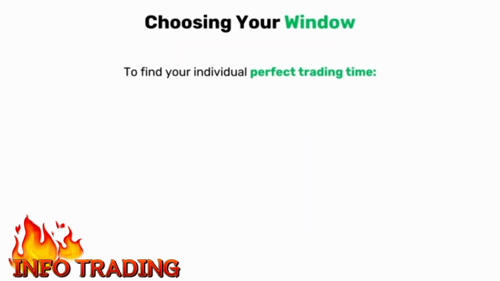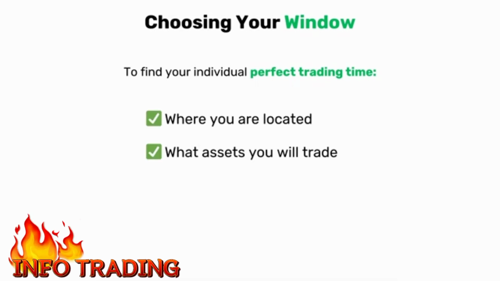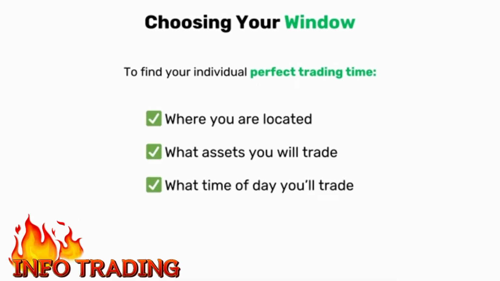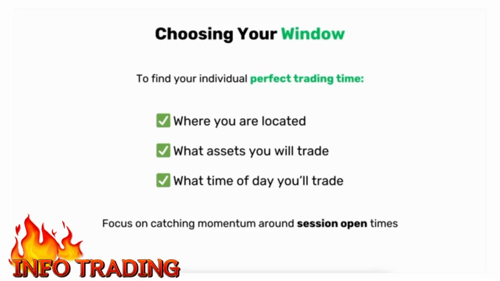So to round it up, choosing your window to find your individual perfect trading time, you should focus on where you are located in the world, what assets you are going to trade, and what time of day you will be trading. When you've collected all the information on these things and you've put all of this together, you can focus on catching momentum around session opens, whether that's Asia, London, or New York, using the characteristics I've taught you today. And that will put everything you need together.